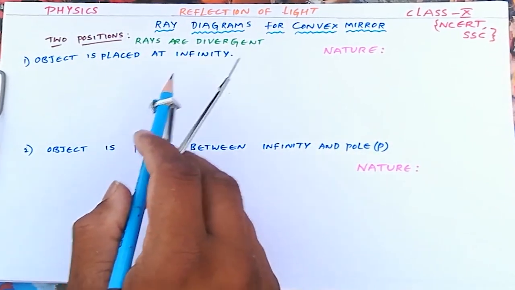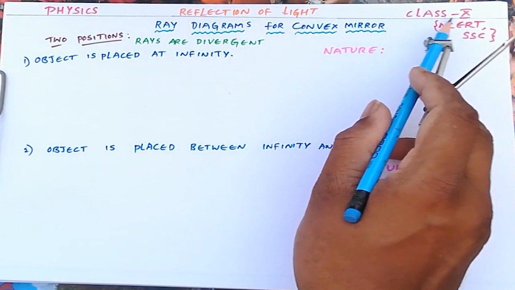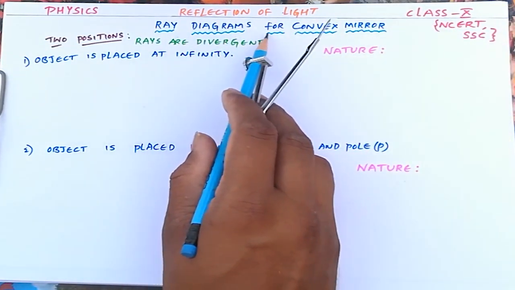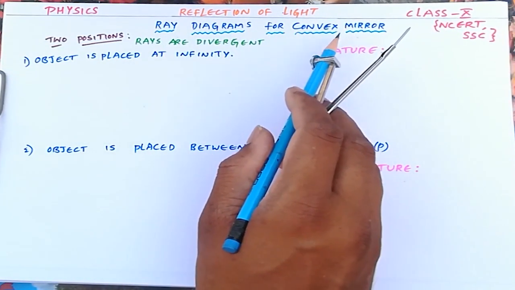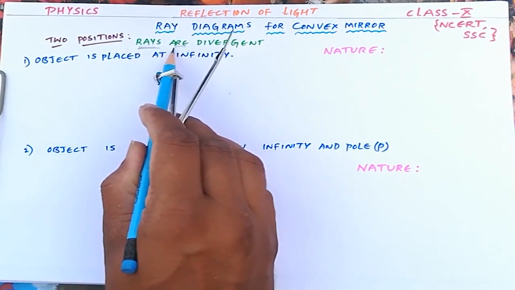Hi viewers, in the physics chapter Reflection of Light, class 10, ray diagrams for convex mirror. In the previous video I explained concave. Now this is convex, where rays are divergent.